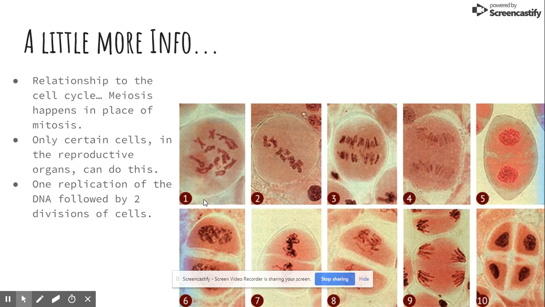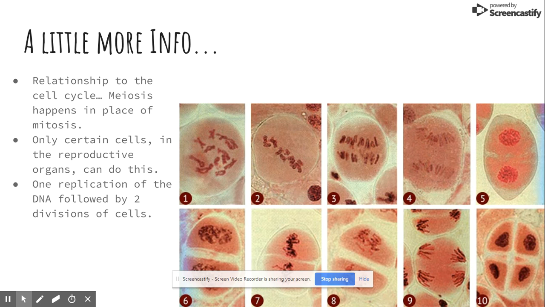Only certain cells found in the reproductive organs can go through meiosis. Not every cell is going to do this. That's something that we see with mitosis. Theoretically, any cell could go through mitosis. Not so with meiosis. Only specific cells can go through meiosis.